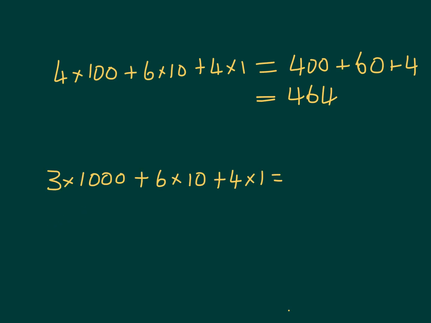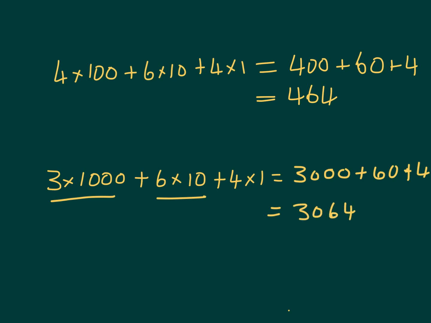Alright, we'll have a go at this one. 3 by 1,000 plus 6 by 10 plus 4 by 1. Have a go. Pause the video. How did you go with that one? I'll try to trick you a little bit here. So 3 by 1,000 obviously is 3,000 plus 6 by 10 is 60 plus 4 by 1 is 4. So what have we got here? We've got 3,064. Well done.